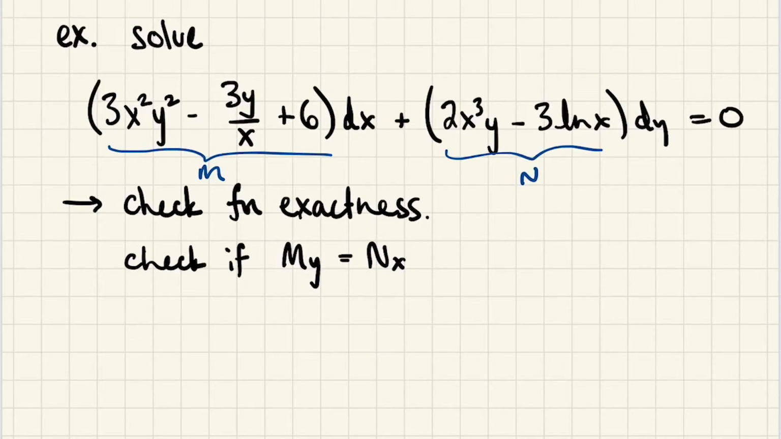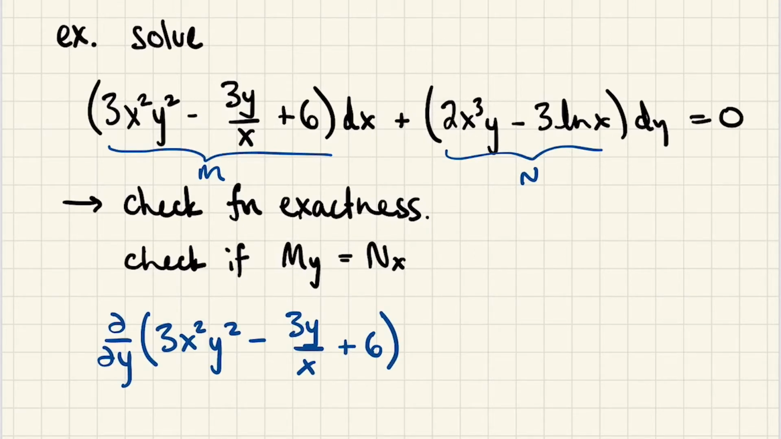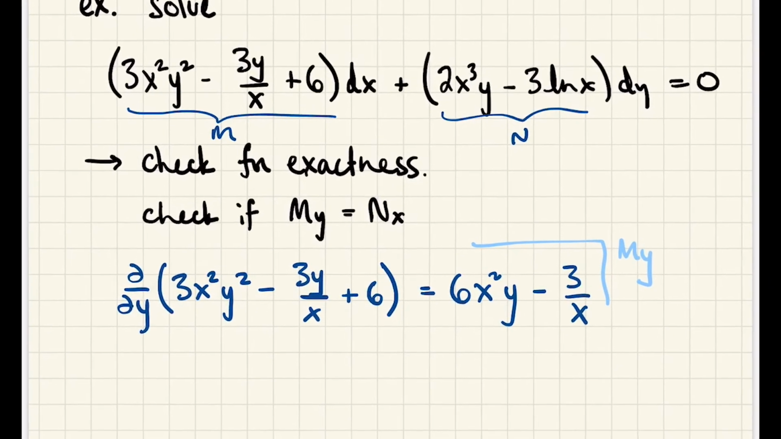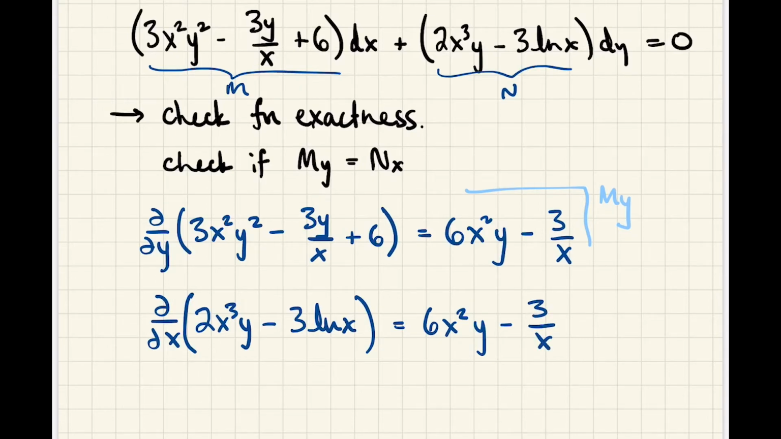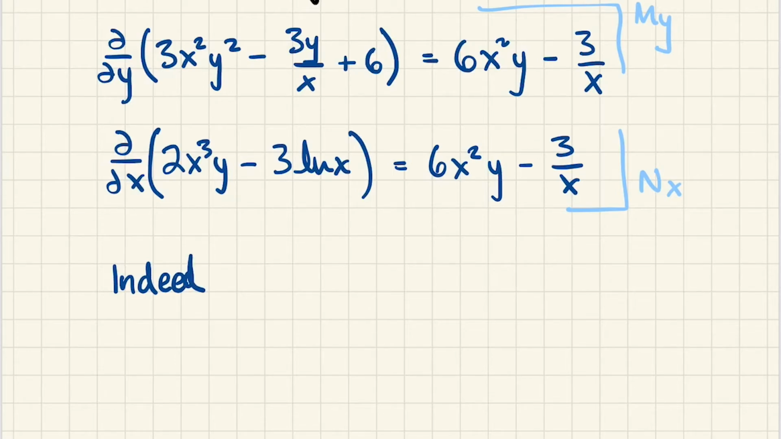Okay, there's a lot of little detail here, so make sure that you practice enough of these so that you're not stumped on the detail. So the derivative of m with respect to y, which means we're treating x as a constant here. So all we have to do is bring that 2 down, so we get 6x squared y minus a constant times y, so just that constant, which is 3 over x, and the derivative of 6 is 0. So there's our m_y, and let's see if that's equal to n_x. Derivative with respect to x of 2x cubed y minus 3 ln x is equal to 6x squared y minus 3 over x. Very good. So indeed, m_y is equal to n_x. So the differential equation is exact.